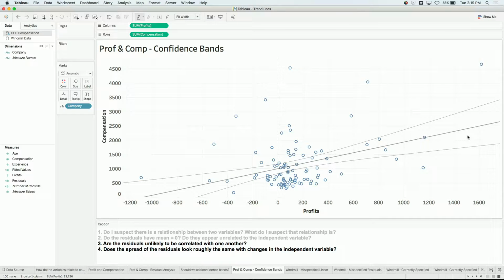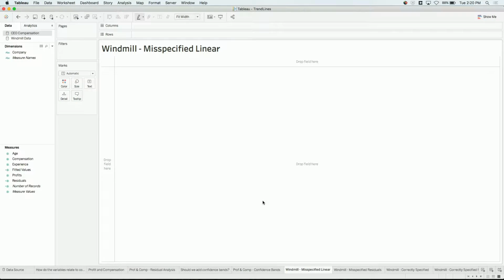So that was easy. Everything worked on the first try. What happens if you guess the model type wrong? You choose linear, and it's the wrong type. Let's take a look at the windmill data set. If you've done the online training, you probably have seen the windmill data set.